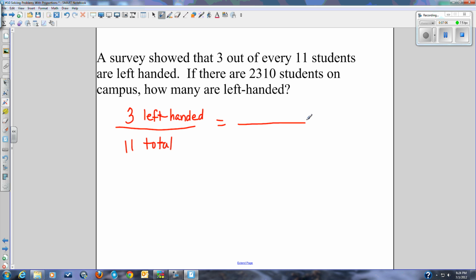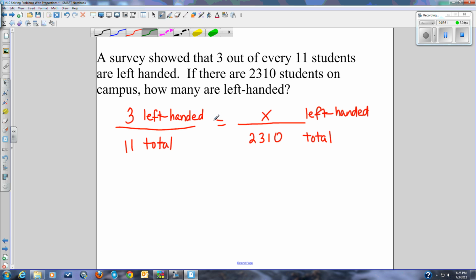We're going to create the same proportion here, or the same units, I should say, on the right-hand side, right across from each other. So in this proportion, in the numerator, we're going to have left-handed, and in the denominator, we'll have total, the same units right across from each other. Well, it says if there are 2,310 students on campus, how many are left-handed? Well, 2,310 represents the total number of students, and the number that are left-handed is what we're trying to find, so we'll call that x.